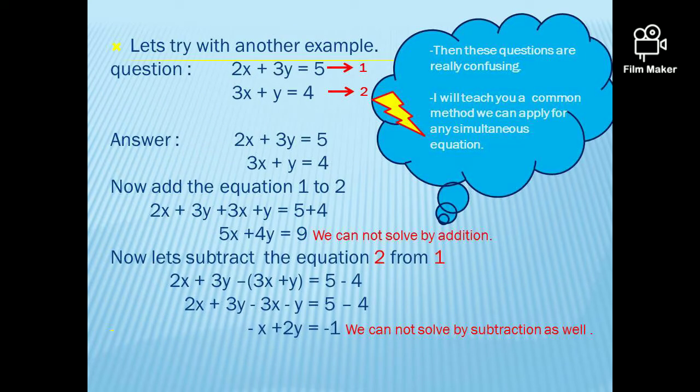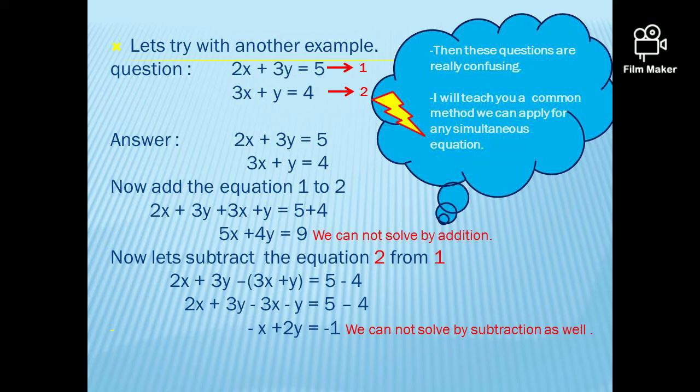Now let's try to work out this example as well. The question is to solve 2x plus 3y equals 5 and 3x plus y equals 4. As what we did in the previous questions, we will first add and see whether we can reduce this equation into a single variable equation.